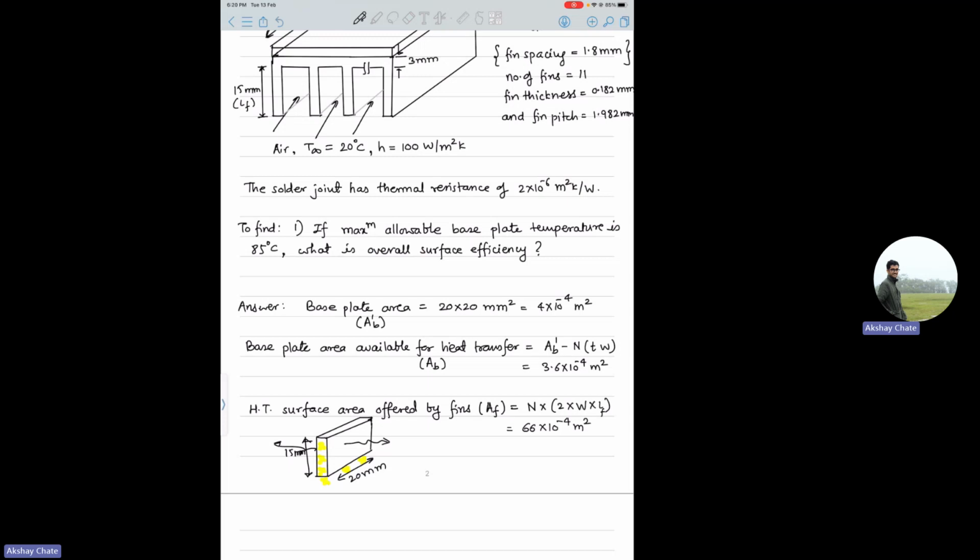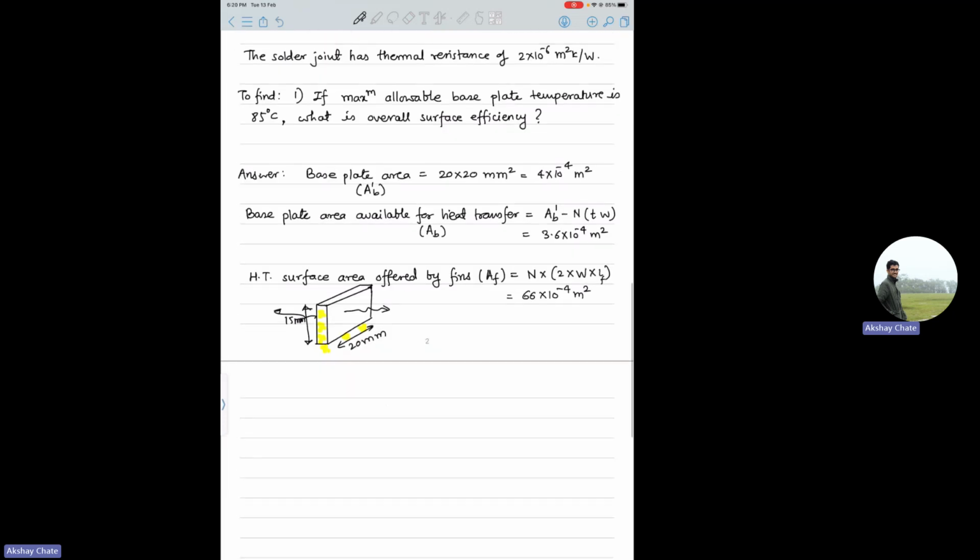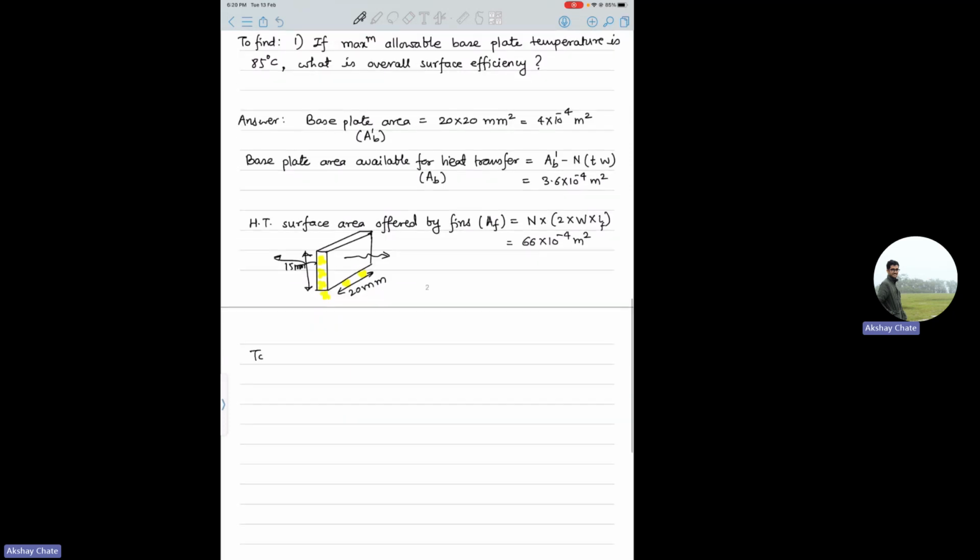2WLF. So width is 20, LF is, so that will be 3 into 2, 6 into 11, 66. Yeah, it should be correct. Okay. So now the total heat transfer area, that will be your AT, will be nothing but AF plus AB.